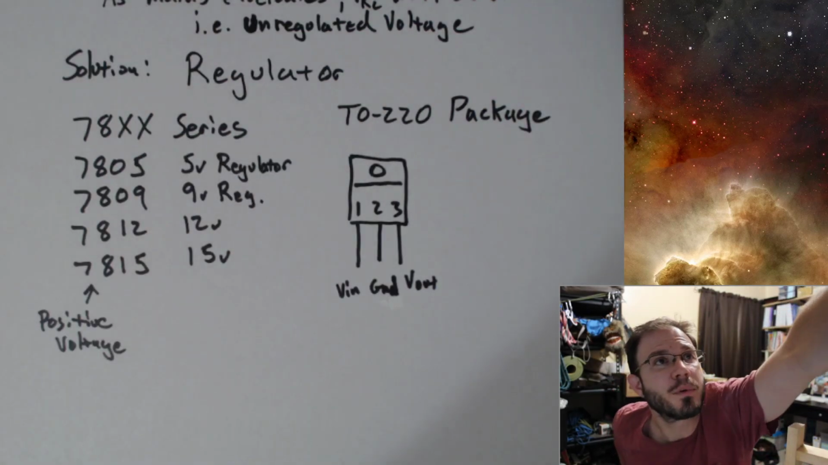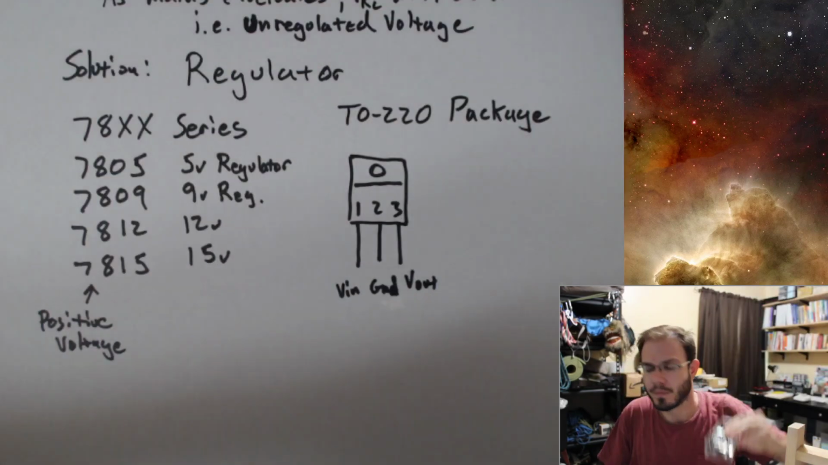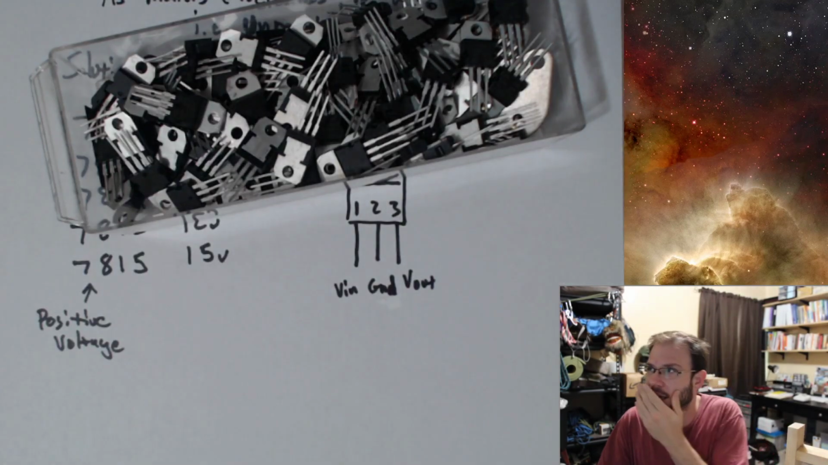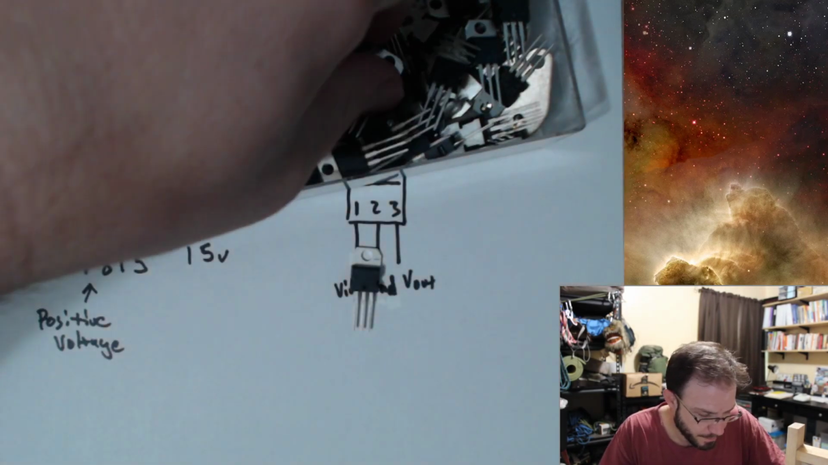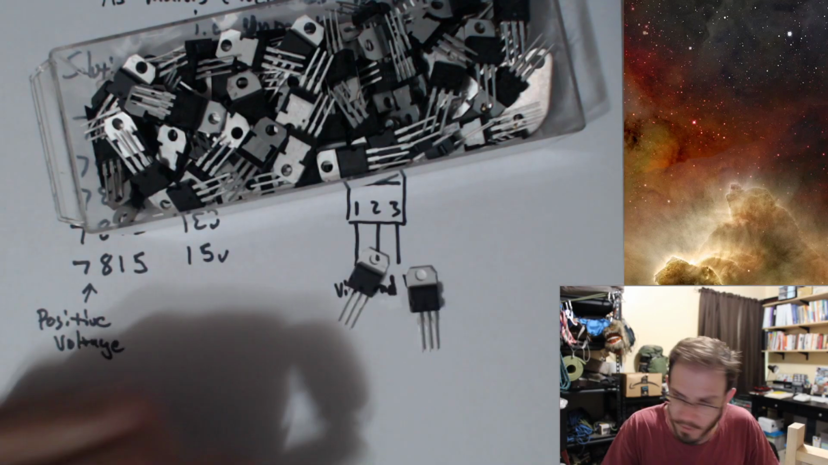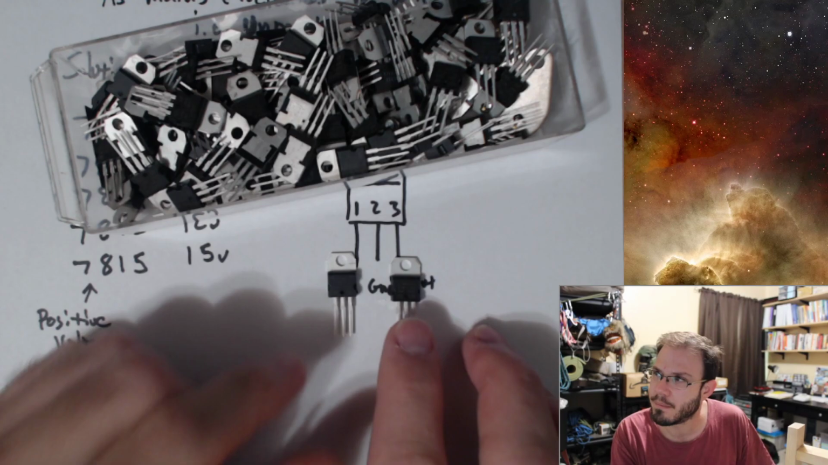And I have some examples over here. Here is my parts bin of different regulators. These actually all have different values on them. I mean, obviously many of them are repeats, but this is a TO220 package.